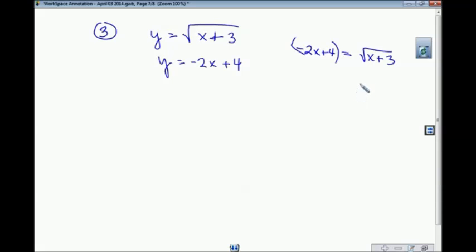All right. Who has an idea about what we do first? Square. Square both sides. Okay, so when we square this side, we're going to get x plus 3. 4x squared. Okay. 4x squared plus 16. How about minus 16x? Because it's -2 times 4 doubled. And then plus 16. Okay, look at that.